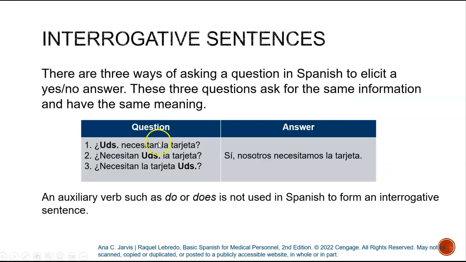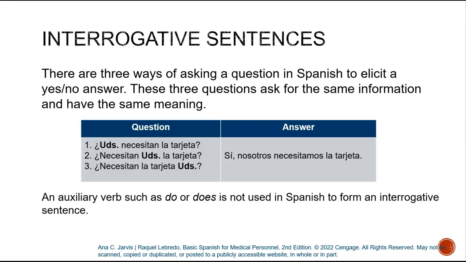Okay, before we go there, I want to go back to this slide for just a bit. So let's say I'm answering this question negatively. Ustedes necesitan la tarjeta. Well, first, if it's negative, we'd say no, and then put a comma there. No, because we're answering the question. But then we say we don't need it. So it would sound like this. No, necesitamos la tarjeta.